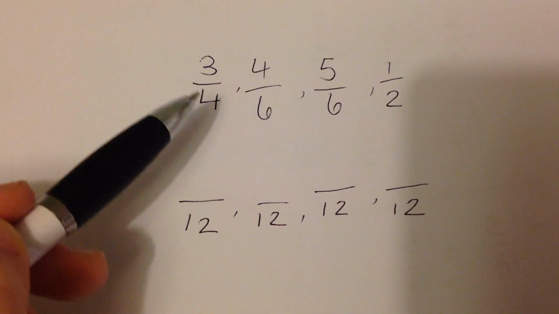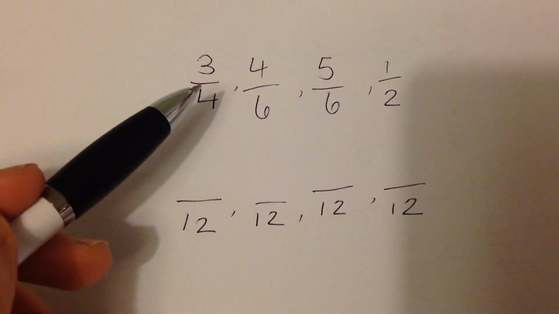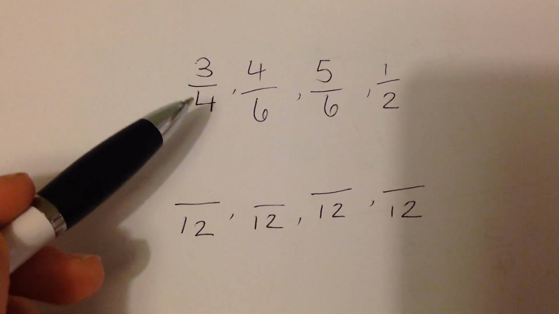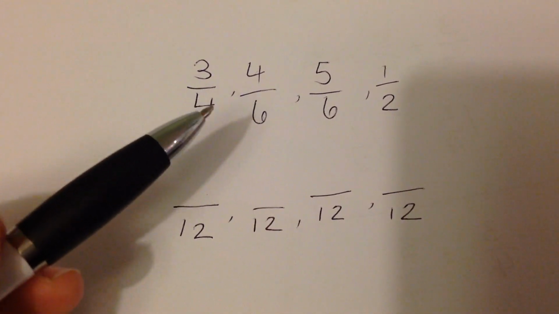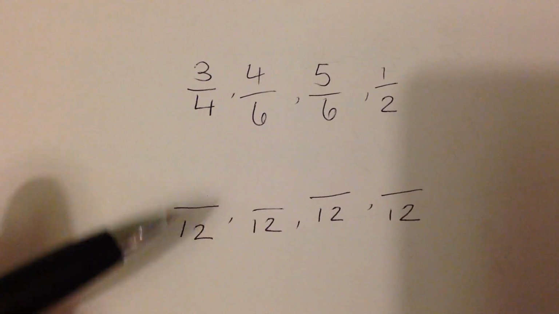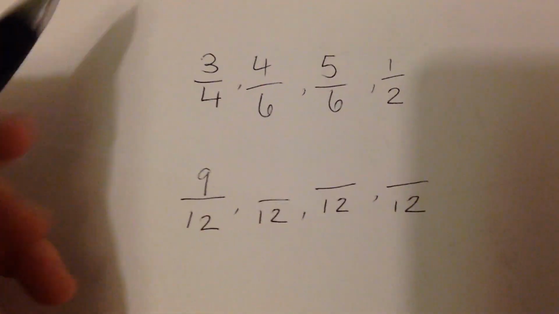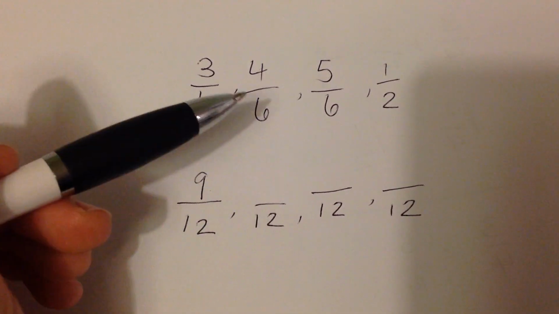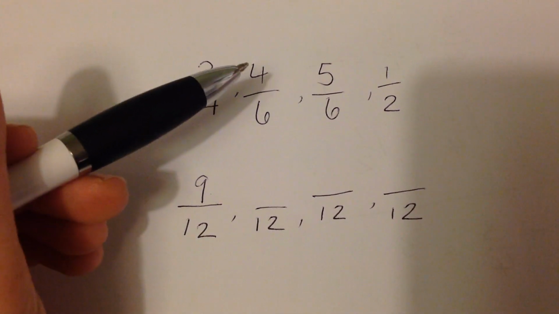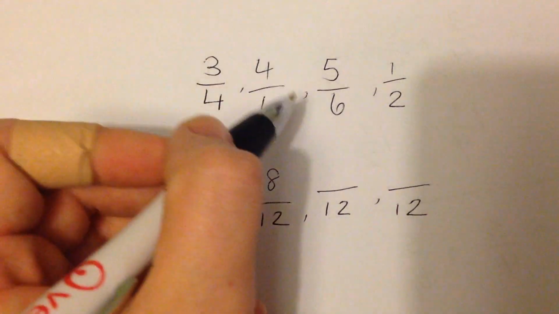Now, age-old phrase, what you do to the top, you must do to the bottom. Yes, to a certain extent, remember, but only if we're multiplying and dividing. So what have I done to 4 to get to 12? I've multiplied 4 by 3 in order to get to 12, so I need to multiply 3 by 3, and that gives me 9. What have I done to the 6 to get to my 12ths? I've multiplied it by 2, so therefore I need to multiply 4 by 2, and that gives me 8/12ths.